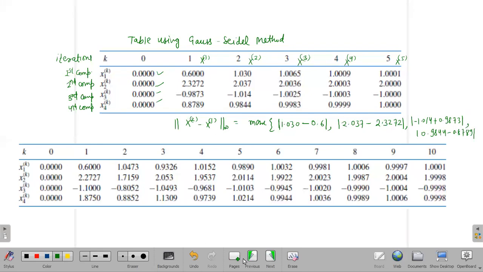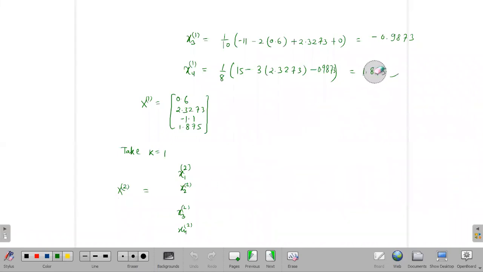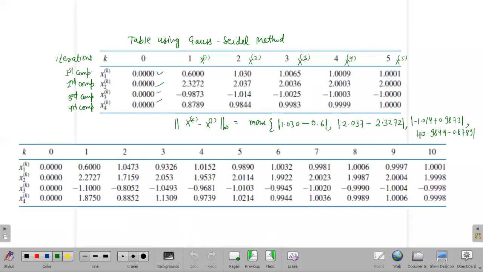There is a difference actually. It should be 0.8789. So if you get the largest difference, and if it is less than your tolerance, 10 raised to minus 3, then you will stop here. But it is not less than 10 raised to minus 3. So that's why we have solved it again to find the third iteration.